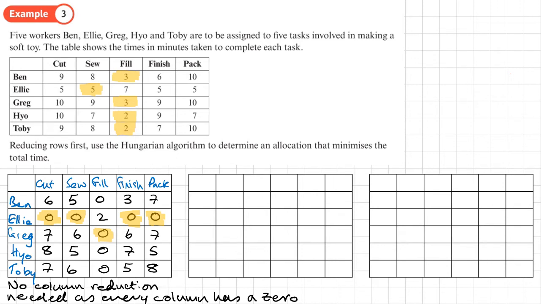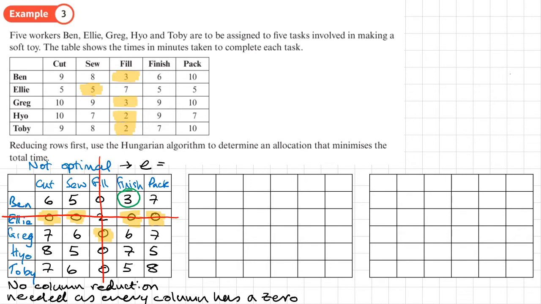Now there's only zeros in the middle column and the top row. So 2 lines are needed. Since this is 5 by 5, we would need 5 zeros. So this is not optimal. So now we need to augment the matrix, which means that we find the smallest uncovered element, which we call E. And I can see that that is 3.